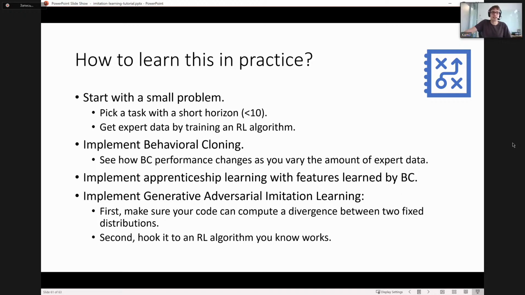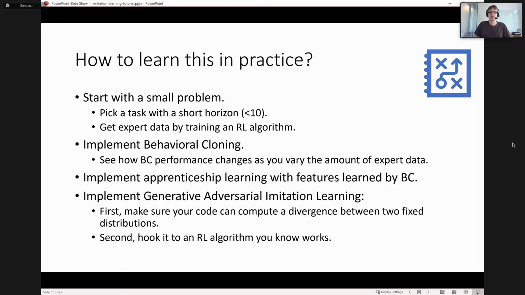So you can just get the data really quickly, implement behavioral cloning, and see how behavioral cloning performance changes as you vary the amount of expert data. Because what we really do in machine learning is we process data. And so the behavior of the algorithm, this relationship of how it changes depending on how much data we have, you should have a very good indication of how that relationship looks like for your problem. And very often you will find that you actually have enough data to make behavioral cloning work.